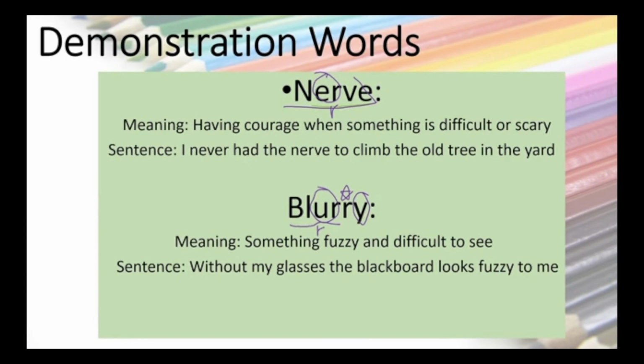So when I look at both of these, the meaning of nerve is having courage when something is difficult or scary. A sentence example is, I have never had the nerve to climb the old tree in the yard. For the word blurry, the meaning is that something is fuzzy and difficult to see. A sentence that you could use with that would be, without my glasses, the blackboard looks fuzzy to me. I want you to go ahead and try and come up with your own sentence to go with nerve and your own sentence to go with blurry.